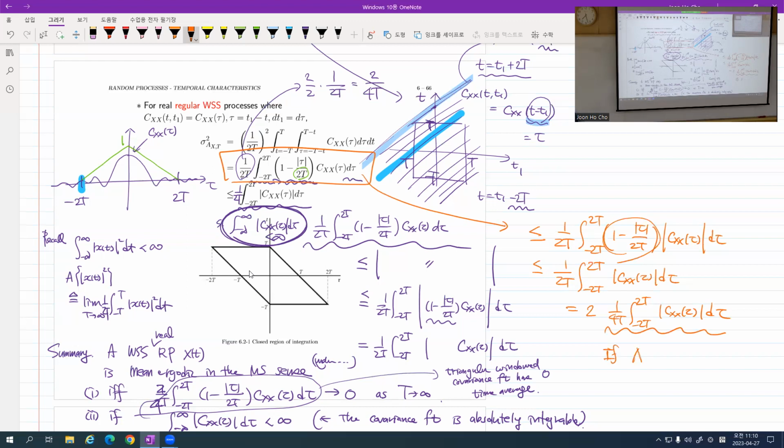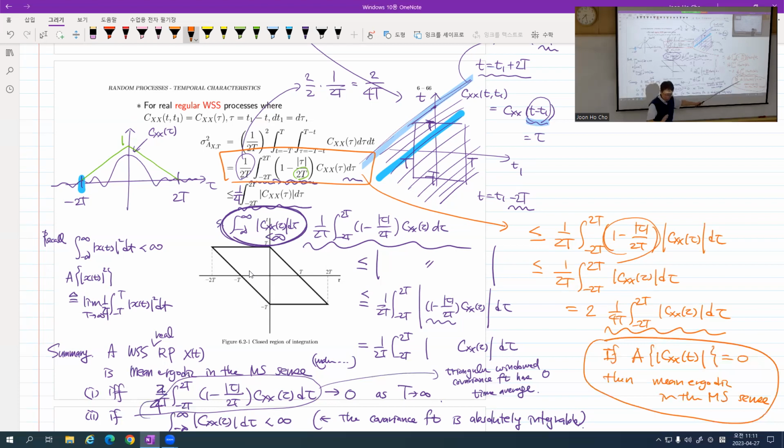So we may say that if the time average, I change tau to t because the time average, unless otherwise specified, is always a function of t. So if this tends to 0, then mean ergodic in the mean square sense. So this statement would be a sufficient condition. Very simple sufficient condition. Be careful. Time average, unless otherwise specified, is average over t. So I have chosen t instead of tau. Got it? Even though tau appears here.